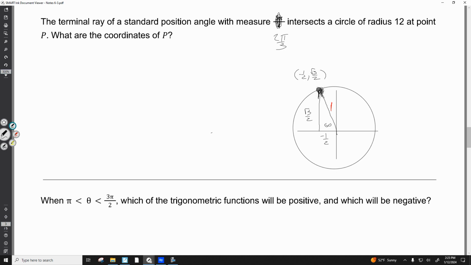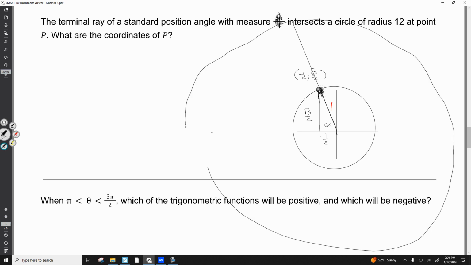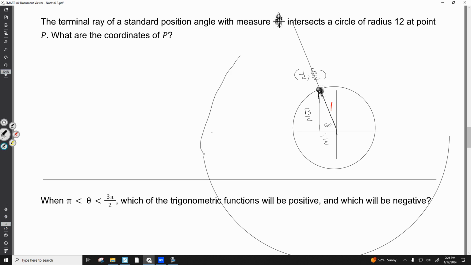for something different, what if this terminal ray kept going? And what if that terminal ray eventually intersects with a circle of radius 12? Here is a circle. It's coming at you shortly, of radius 12. I'm probably going to do a circle of radius 12.